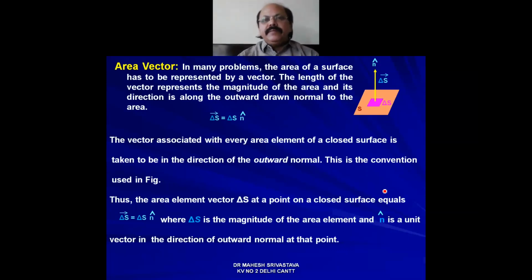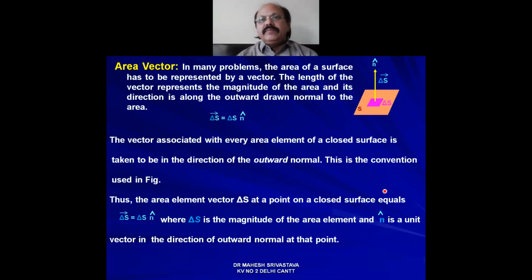Its meaning is that you have to take a surface, and on that surface you draw a normal in the outward direction. Always remember it. The normal which is drawn on the surface is in the outward direction. Then the length of the arrow represents the magnitude of the area, and the normal drawn outward on that surface gives the direction of the area vector.